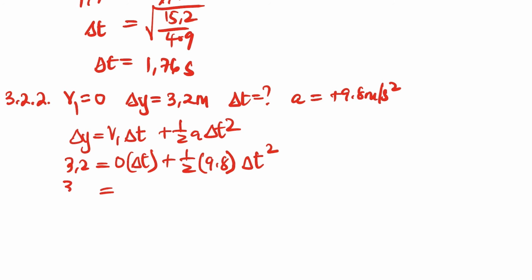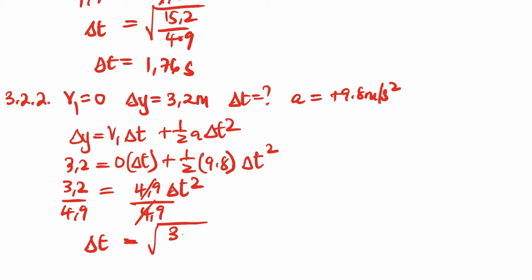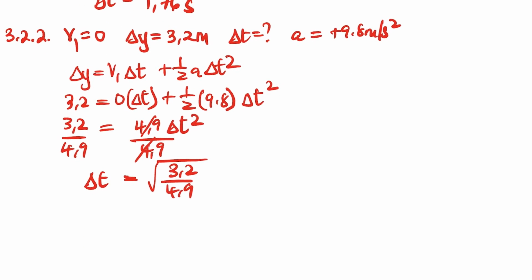So we're going to have 3.2 on this side and 4.9 change in t squared. We divide by 4.9 on both sides, and then we'll have to put the square root there. If you punch that in the calculator, the square root of 3.2 divided by 4.9, the time will be 0.81 seconds.